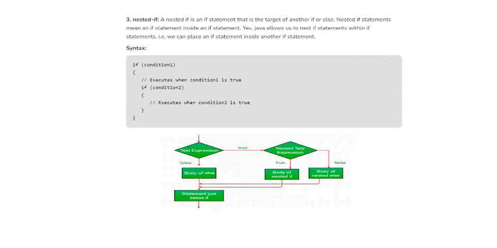This is the flowchart of the nested if. If the test expression is true, the nested test expression is evaluated; if true, the body of the nested if executes, or else the body of the nested else. If false, the body of the else statement below executes.